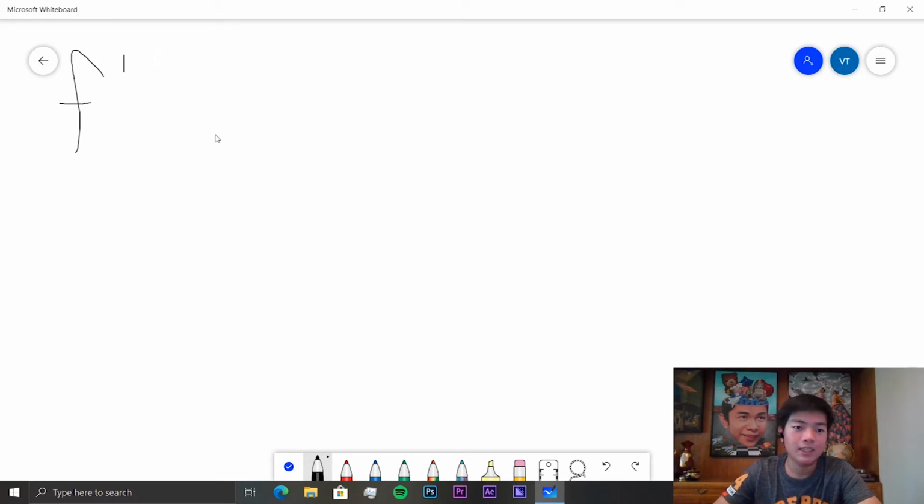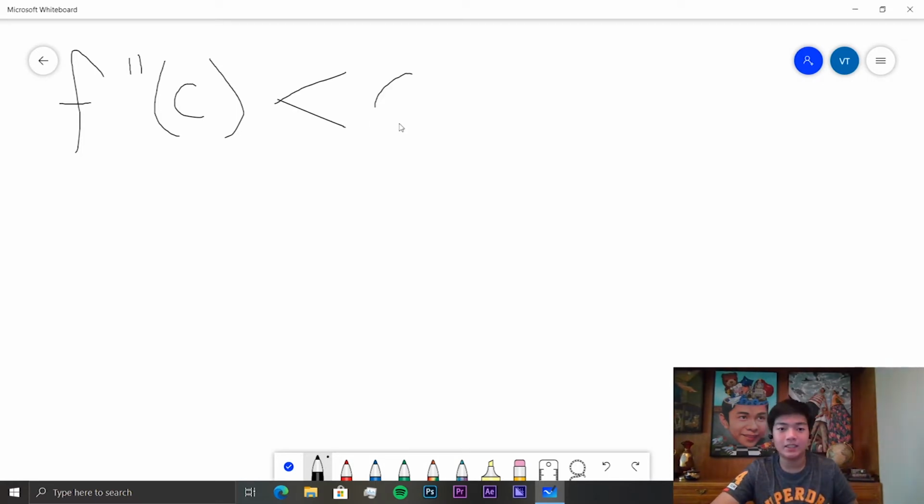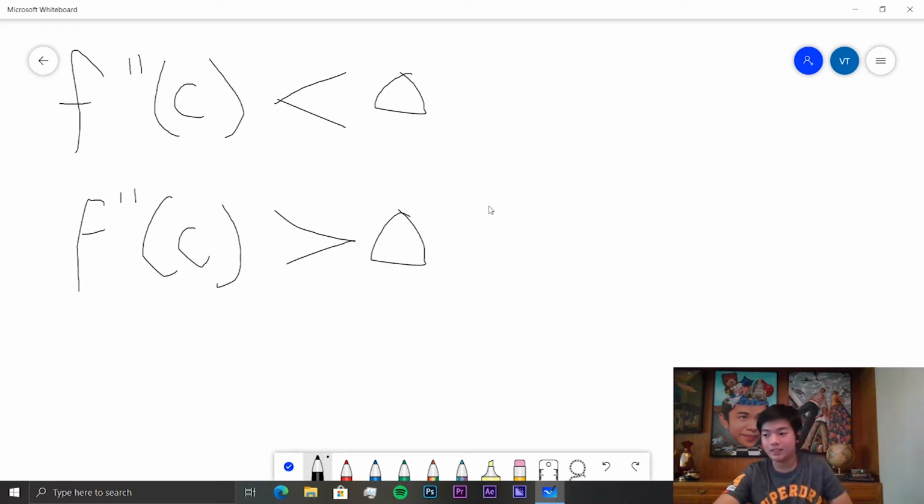So how do we test if it changes concavity? Well, f is concave down if the second derivative at a point is less than 0, and f is concave up if the second derivative at a point is greater than 0. So if the second derivative changes from negative to positive in an interval, that means that there's a point of inflection. And so that's what we need to find in the following exercises.